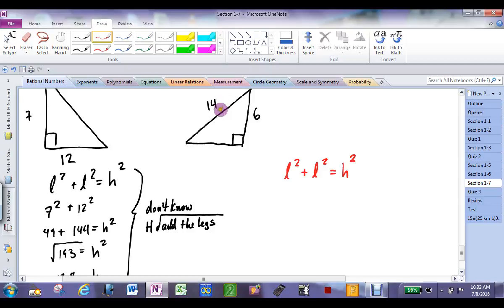Okay. So over here, do I have an L? Yes. What is it? No. Wait, 6. 6 squared. Plus, do I have the other L? No. Equals, do I have h? Yes. 14 squared. So now we're screwed, aren't we? We have to do algebra. We're going to do a whole unit on algebra, so I'm going to give you the shortcut here.